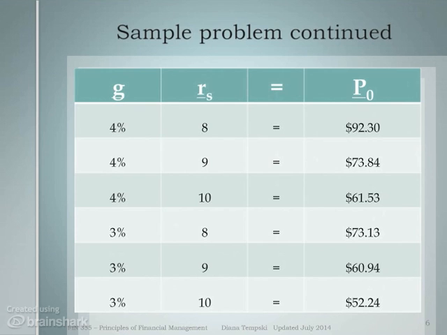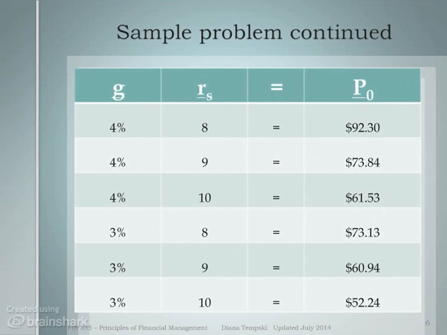For E, comment on the range of prices you calculated. Notice that overall, if you looked at everything you calculated, the lowest intrinsic value you computed was $52.24 for a growth rate of 3% and a required rate of return of 10%. And the highest intrinsic value you computed was $125.25, and that was when the growth rate was 5% and your required rate of return was 8%.